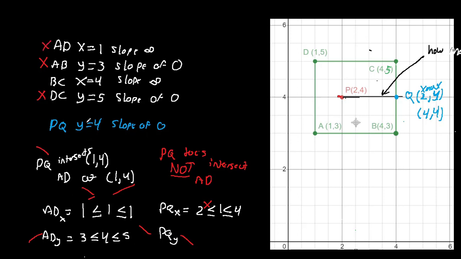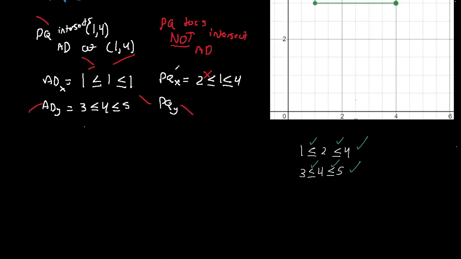Okay, so that leaves us with BC, which has a line of x equals 4, and PQ, which has a line of y equals 4. I'm going to scroll down just a little bit to give us a little more room. So just to recap, we have the line y equals 4, we have the line x equals 4. These are going to intersect at the point 4, 4. Again, taking the y coordinate from the y line, the x coordinate from the x line to intersect at 4, 4. So hopefully that made sense.